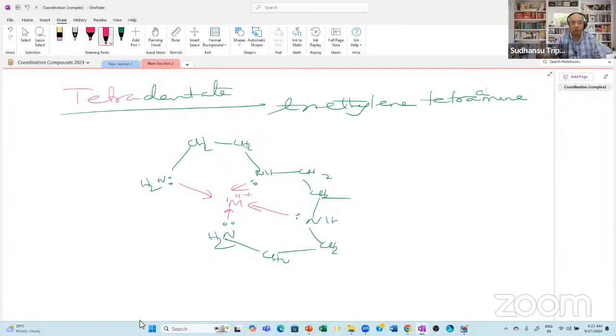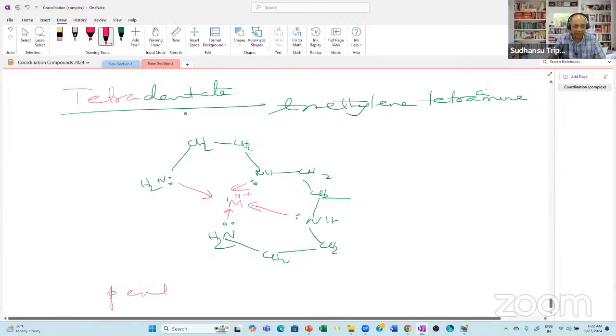The octahedral geometry will automatically come out. If it is coordination number 6, whether it is by 3 bidentate ligands, or one tridentate ligand with 3 monodentate ligands, or 2 tridentate ligands, or one tetradentate ligand and 2 monodentate ligands, or one tetradentate ligand with a bidentate ligand, they will arrange in such a way that the geometry will be octahedral.